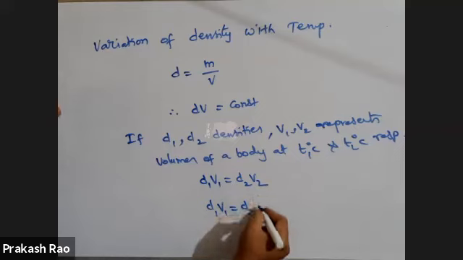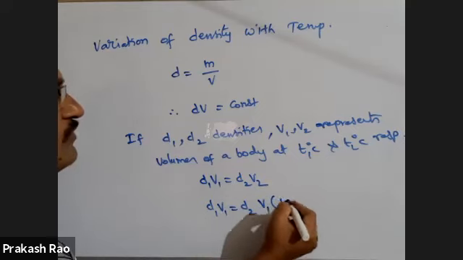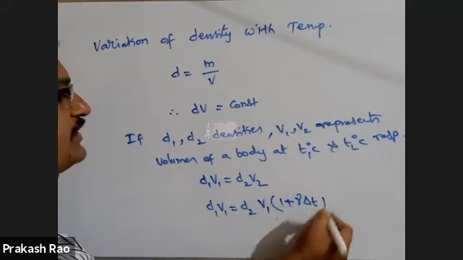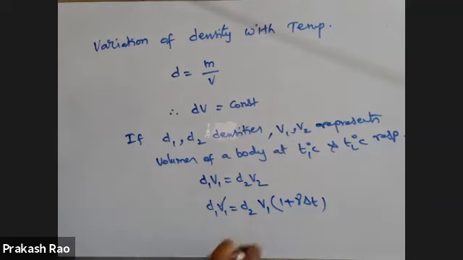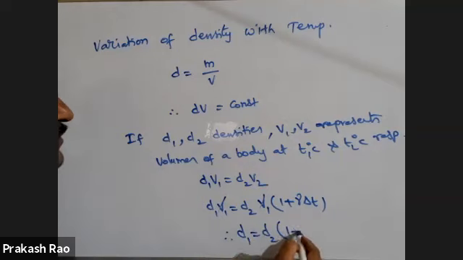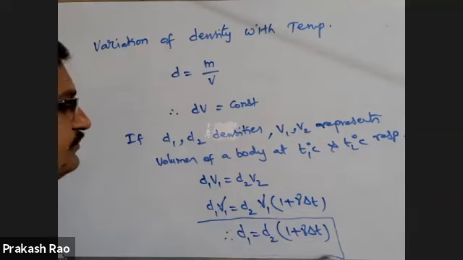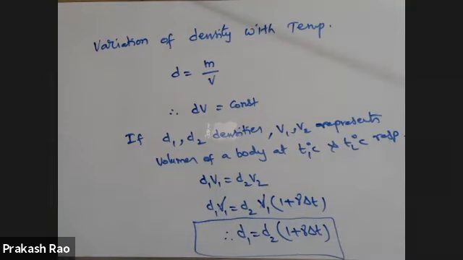What is V2? Final volume. V2 is equal to V1 of 1 plus gamma into delta T. This V1 is cancelled. Therefore, d1 is equal to d2 of 1 plus gamma into delta T. Please note this down, write up to here.